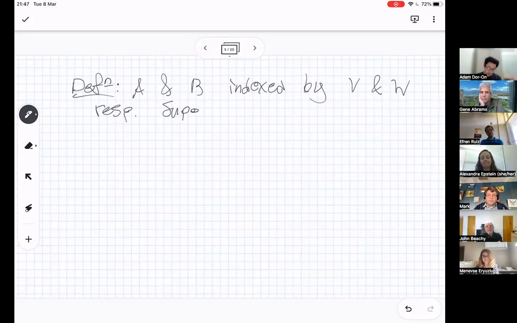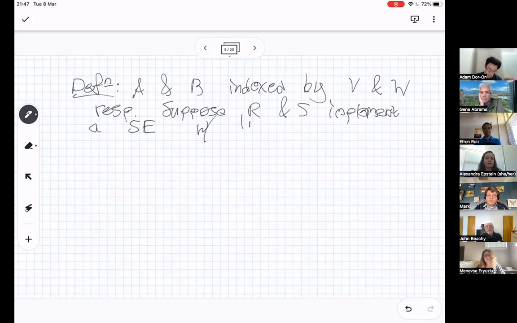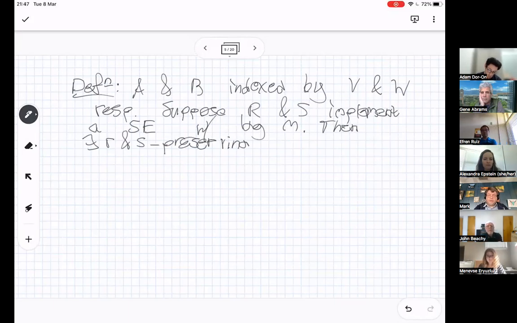And suppose that R and S implement a shift equivalence with lag M. So first of all, this is just a statement. It's not the definition yet. I just want to say then there exist range and source preserving bijections. So there are going to be 4 of them, one for each relation in the definition of shift equivalence that you've seen earlier.